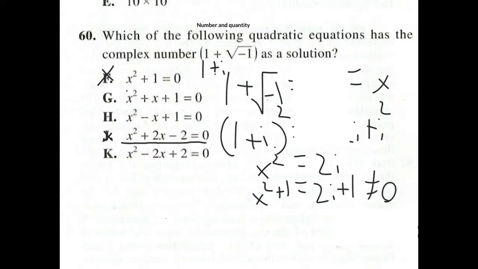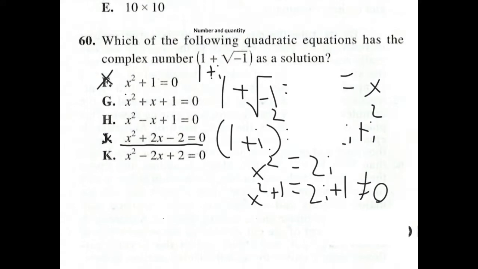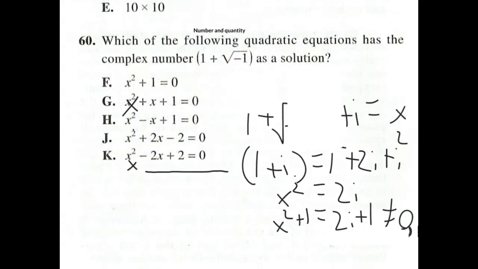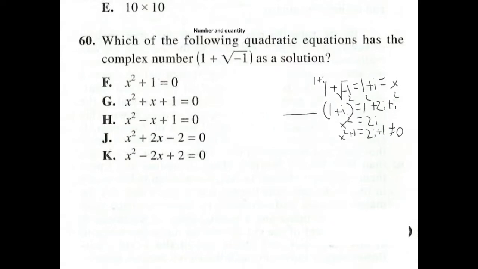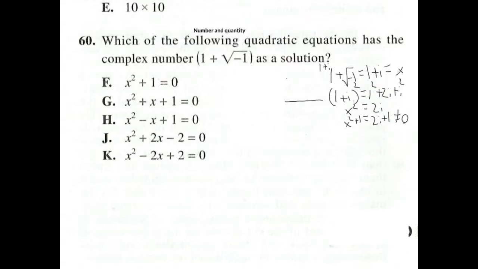Now for the other three, we could just use simple substitution, substituting 1 plus i into each of these three equations. And by doing so, we can see which one of these equals 0. So we already know, since we did it in the very beginning, that (1 plus i) squared equals 2i. And we know x equals 1 plus i right here. That's the x value we're trying to input.